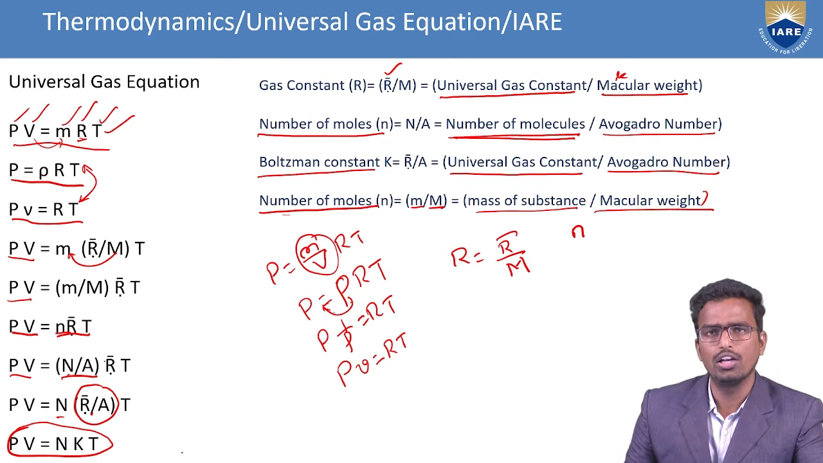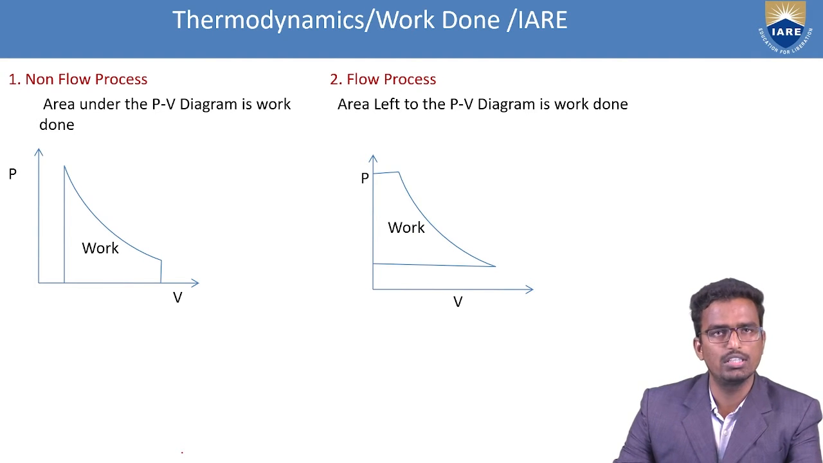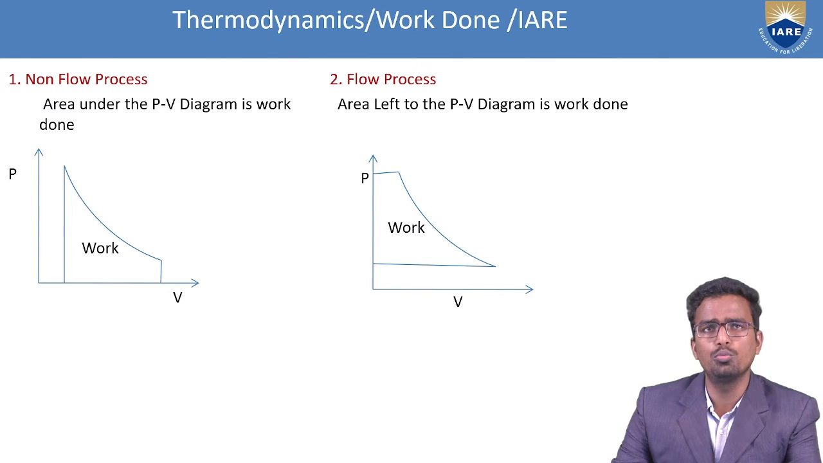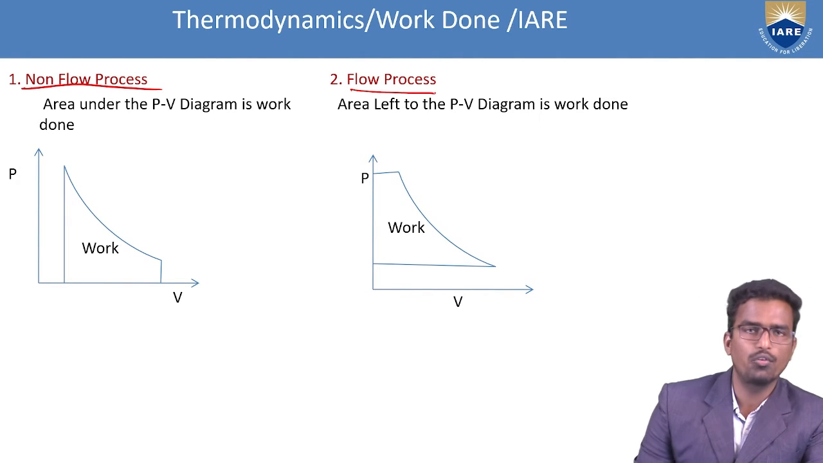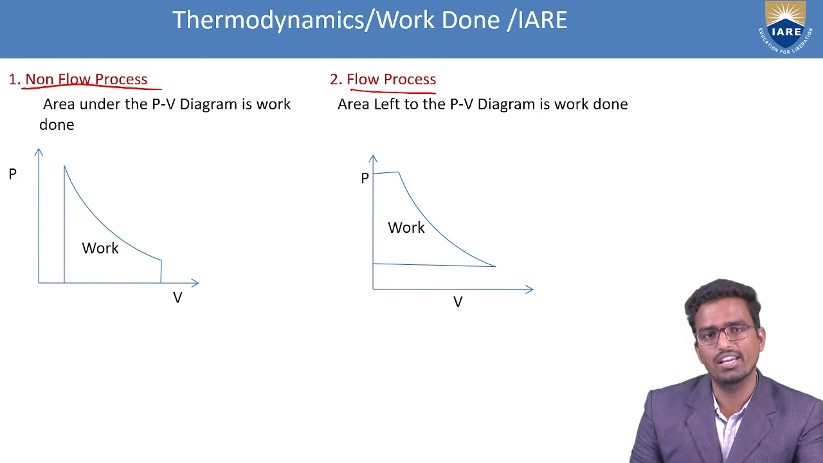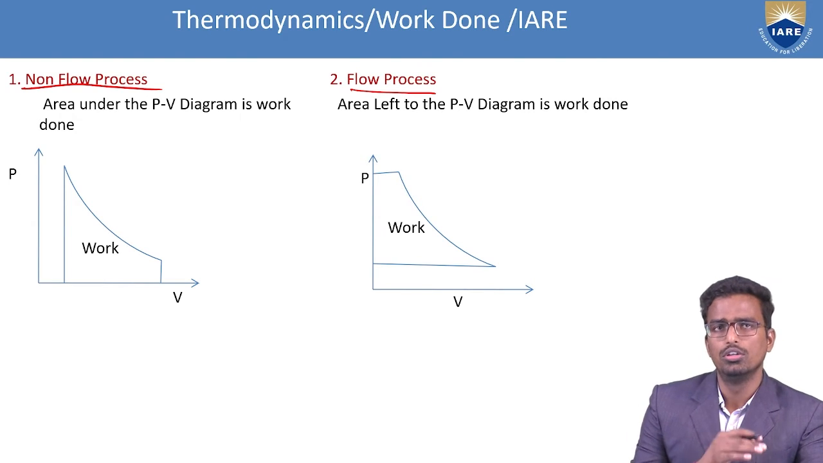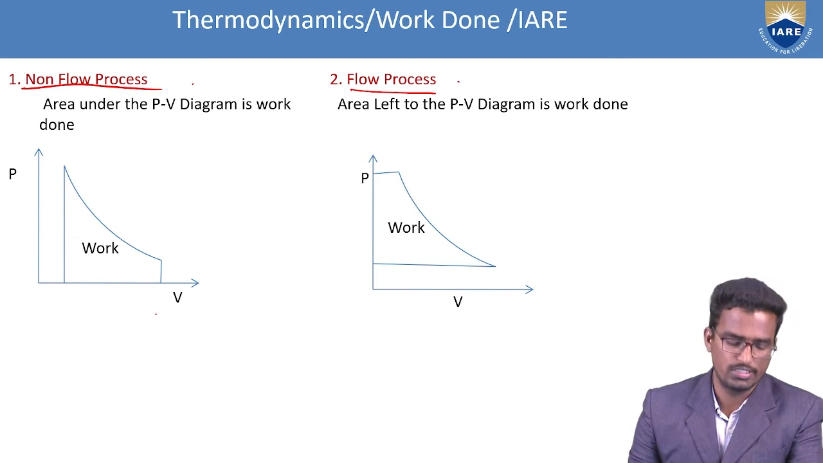Now we'll come to the real topic we discussed previously. We had a very basic introduction in a previous video. In thermodynamic work done, we have two processes: one is the non-flow process, and the other is the flow process. The example for the non-flow process is a gas enclosed in a piston cylinder. For the flow process, I took a nozzle as the example. So these are the two examples: the piston cylinder for the non-flow process, and the nozzle for the flow process.